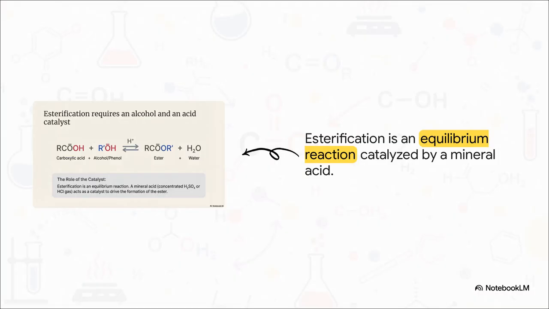So this reaction is what we call an equilibrium. See those double arrows? That means it's a two-way street. It can go forwards and backwards. You've got your carboxylic acid and an alcohol on one side, and they react to make an ester and water. But to make sure we actually get the ester, we need to give the reaction a little nudge in the right direction. That's where a catalyst comes in, usually a strong mineral acid. It helps push everything forward, shifting that balance so we end up with more of the product we actually want.